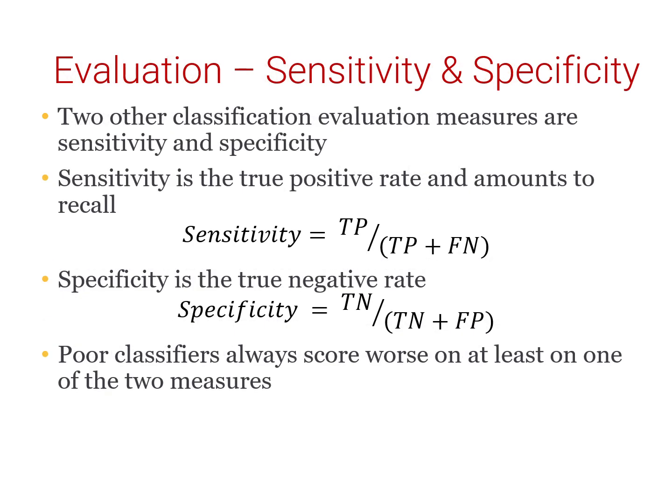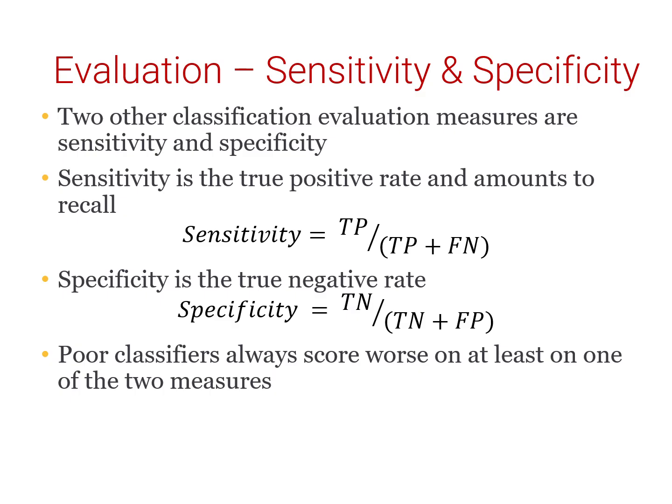Sensitivity and specificity provide a more nuanced view of a classifier's ability to correctly identify positive and negative instances, respectively. Let's dive into each of these measures in more detail. Sensitivity, also known as the true positive rate or recall, focuses on the classifier's ability to correctly identify positive instances. It measures the proportion of actual positive instances that are correctly predicted as positive by the classifier.